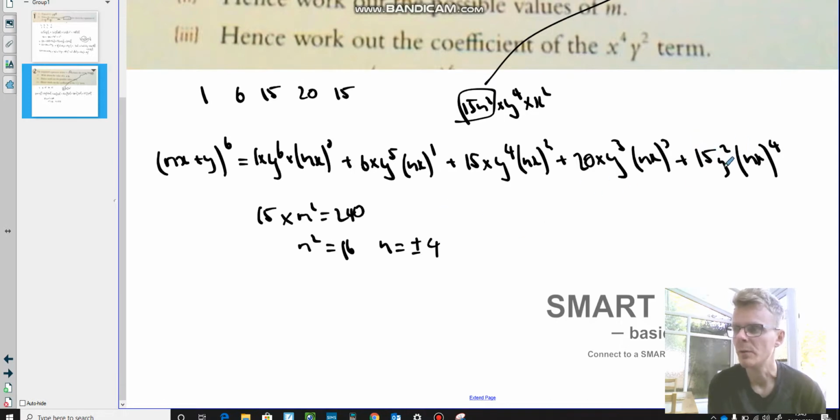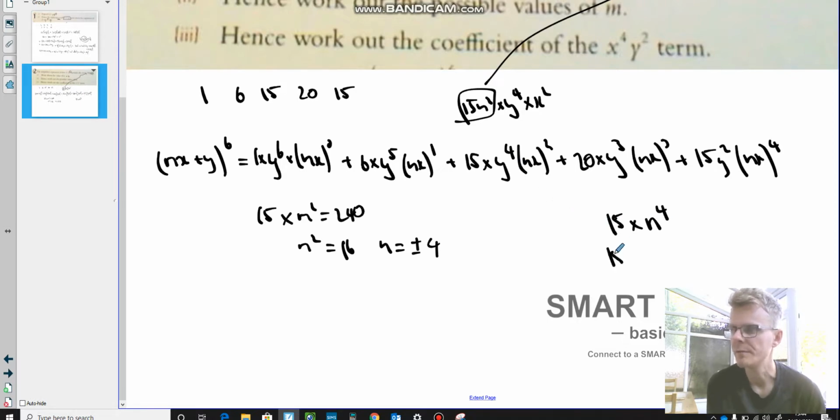Either way, because we want the y squared x to the power of 4 term, that's going to be this. So we have 15 times m to the power of 4 will give me the coefficient, because the other terms are y squared and x to the power of 4. If m is 4, plus or minus is redundant at this point because anything to the power of 4 is going to be positive, because it's like you're squaring a squared number, and squared numbers are always positive.